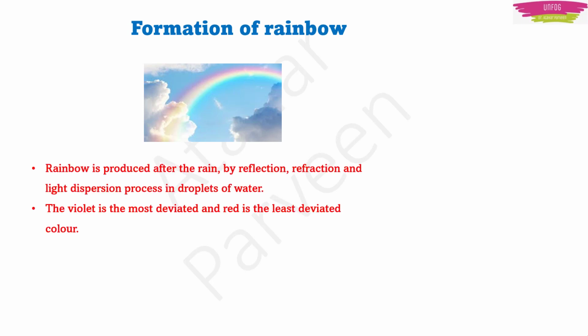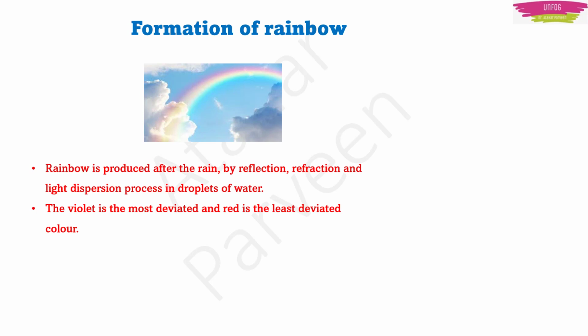Now, formation of rainbow is one of the main applications of dispersion. Here, what is a prism? Prism will be the droplet of water. How is rainbow produced? It is produced after the rain. By reflection, refraction and dispersion of light, this rainbow happens. Here, the water droplets play the role of the prism.